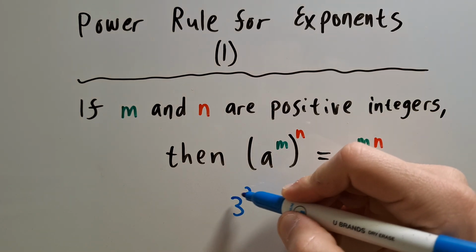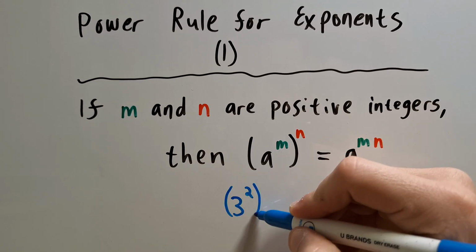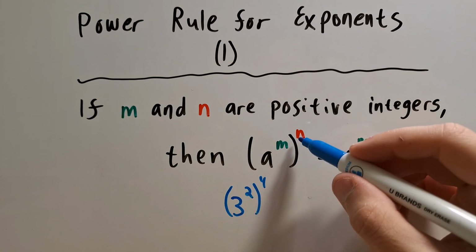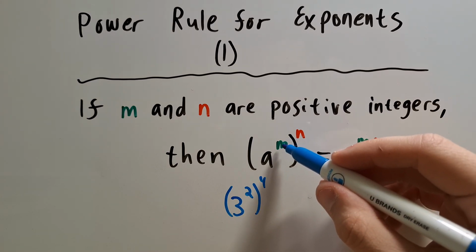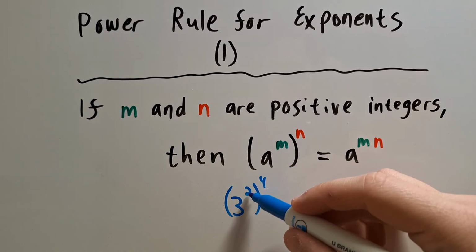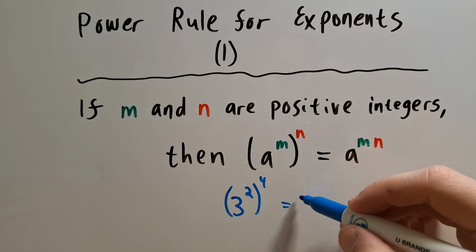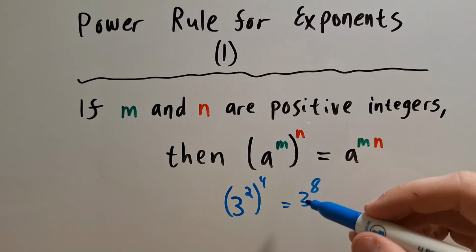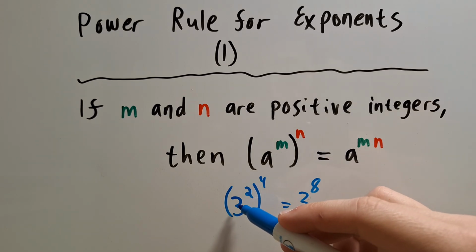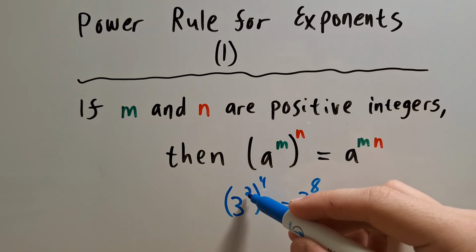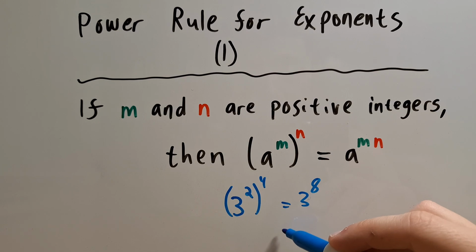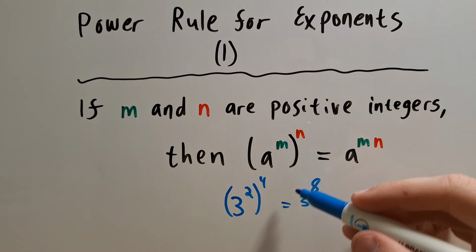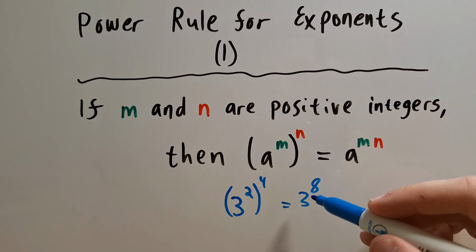Let's look at the example right here. 3 squared raised to the power of 4. Now we can apply this rule, where we multiply the two exponents together, in this case 2 and 4, and we would get 3 to the power of 8. There is another way to look at this, and that is writing out 3 squared exactly 4 times, which if we did that, we can add all those exponents together, 2 plus 2 plus 2 plus 2, and we would still get 3 to the 8th.